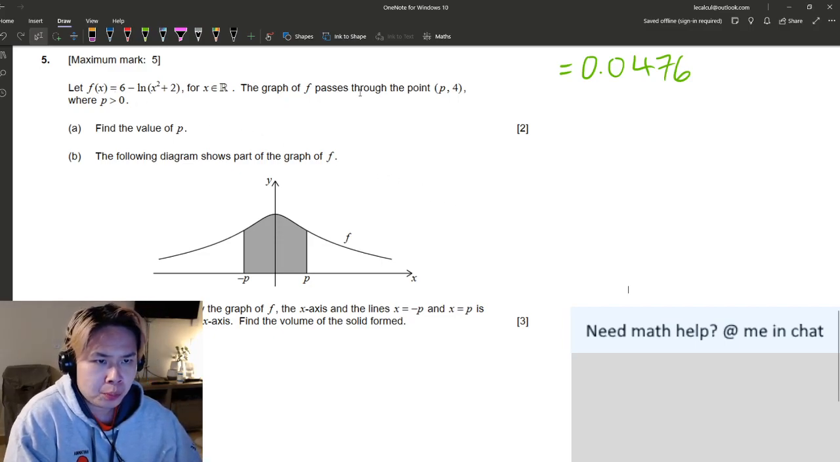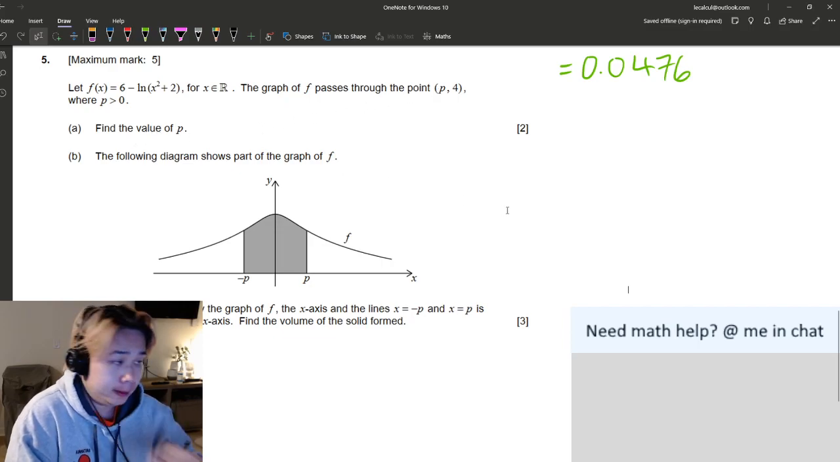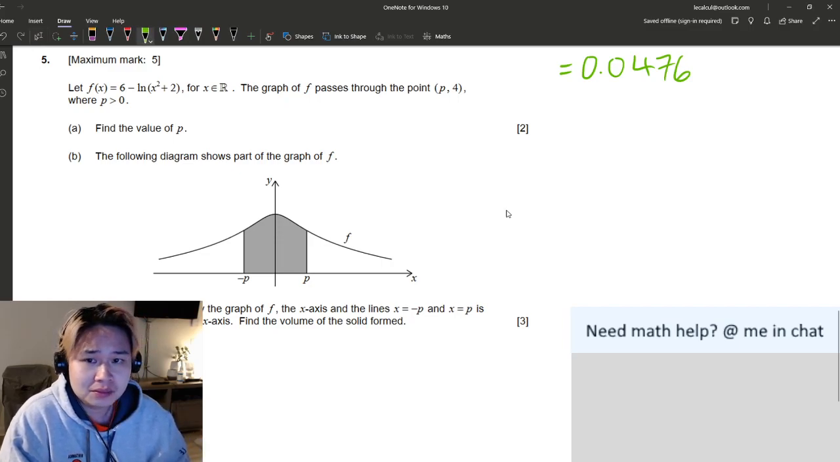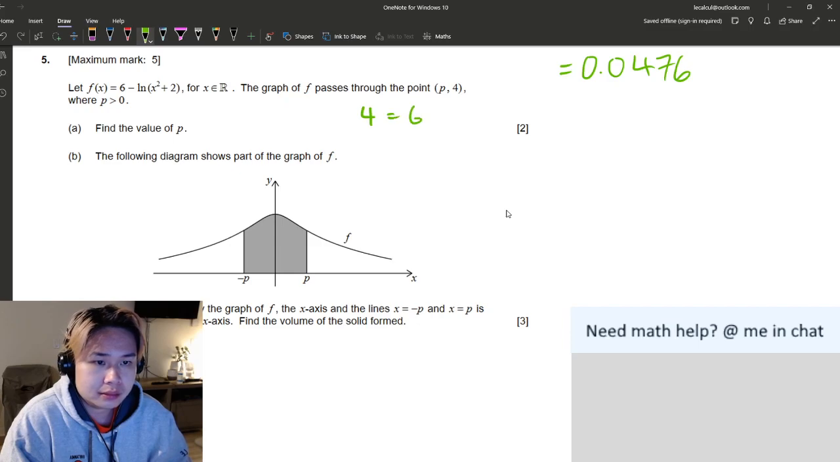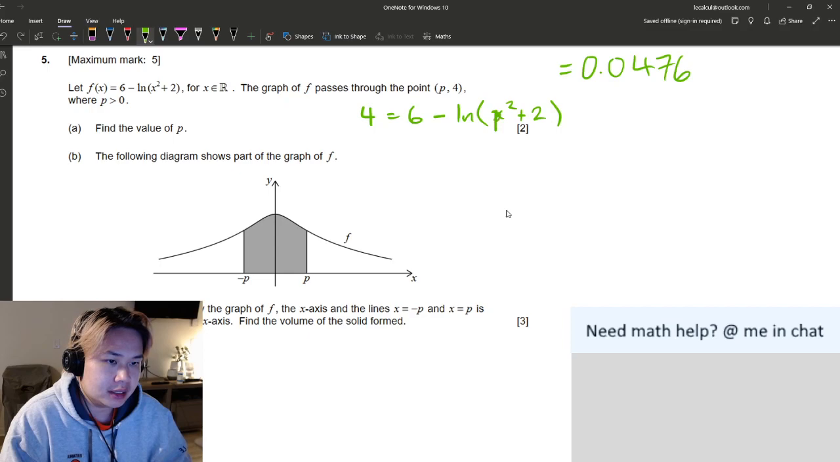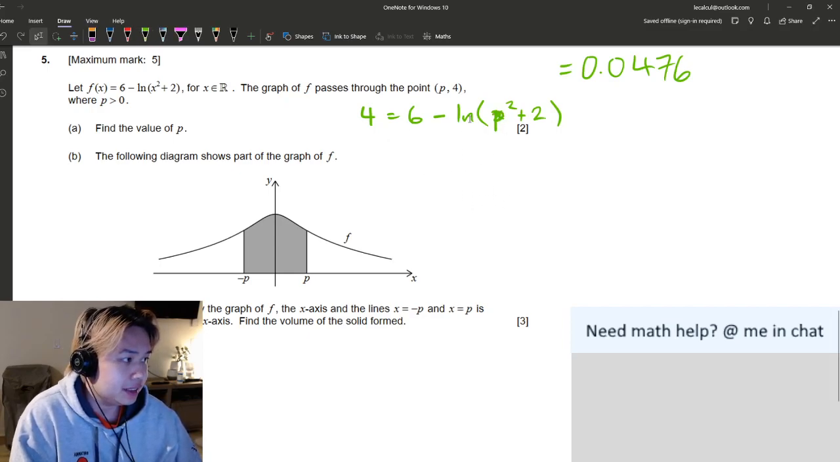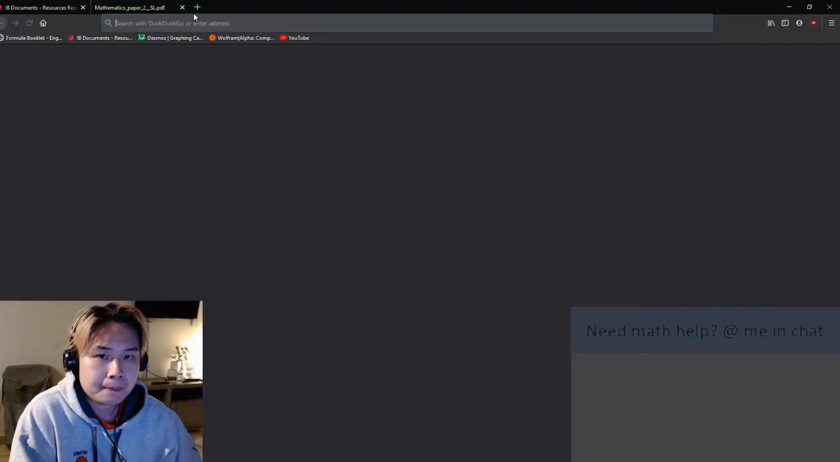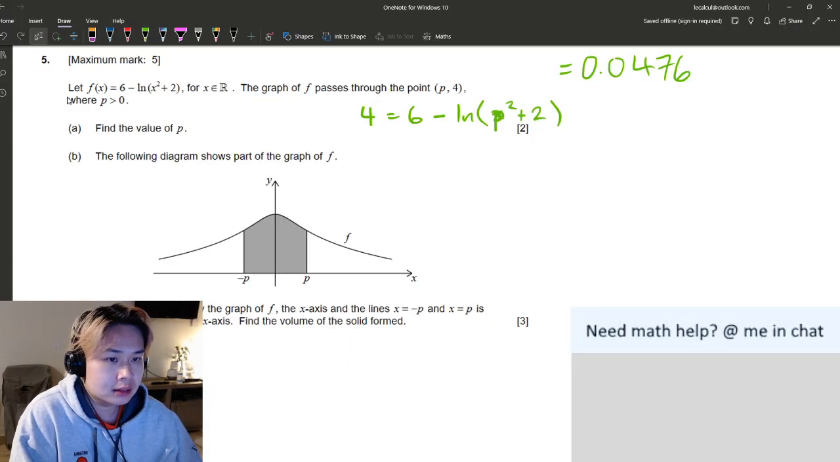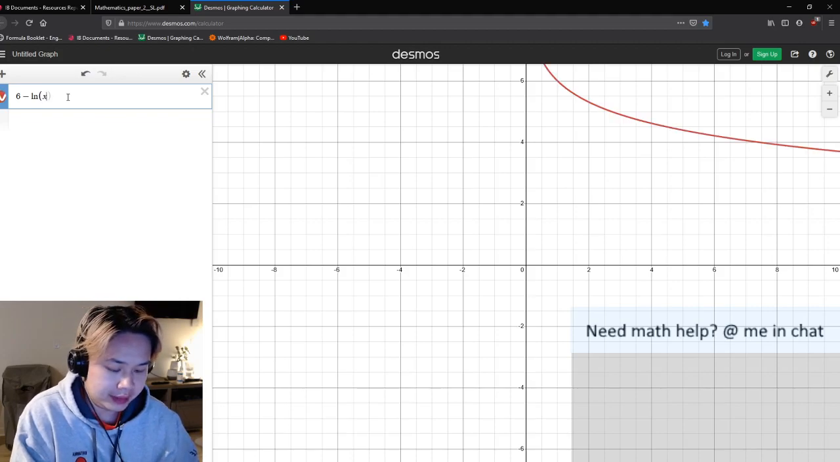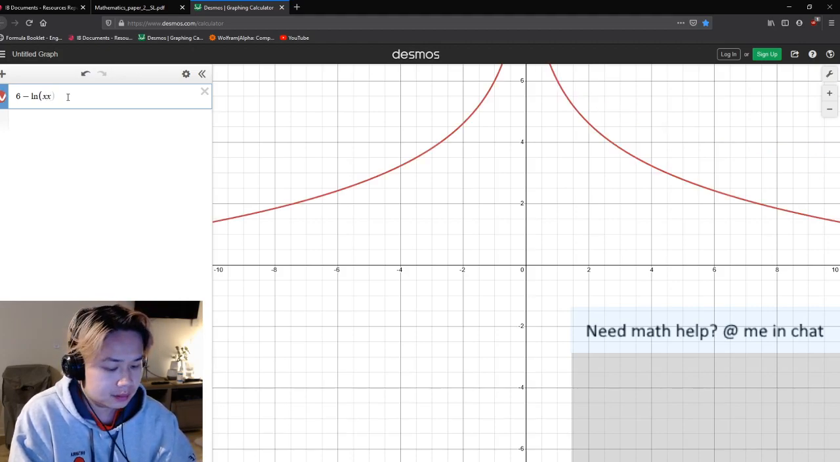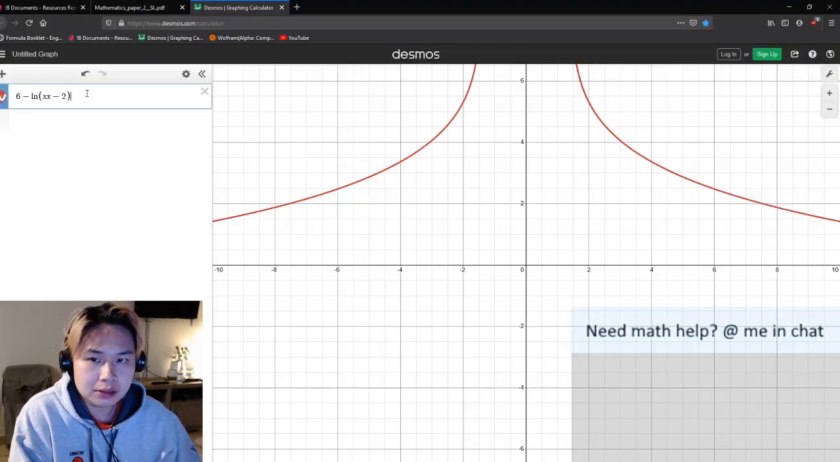So here's our function. It's going to go through this point, and then we need to find the value of p. Okay. So what they're saying is, well, actually, I guess this should be considered p. So we're solving this equation, essentially, for when it's equal to 4, because you know the y value is 4. And again, expediting process here. 6 minus the natural log of x squared minus 2 plus 2.